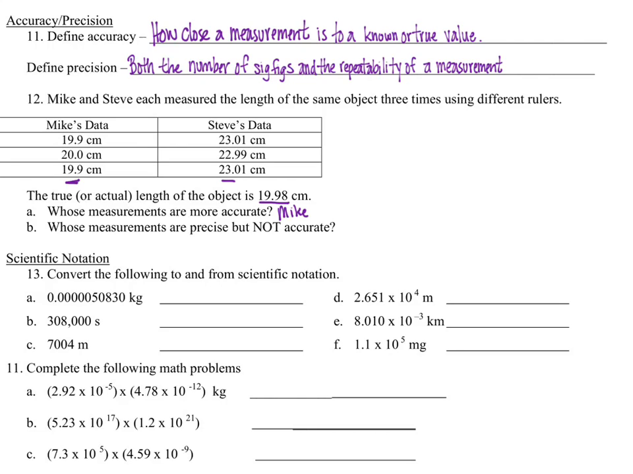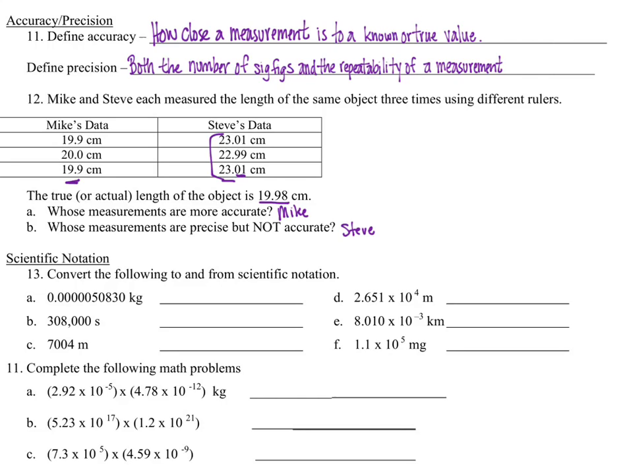Okay, whose measurements are precise but not accurate? In this case, Steve. His measurements also extend out to the hundredth, so the number of sig figs is the same, and again we have repeatability. So in this case, Steve didn't hit the target, but he did have the right number of sig figs and repeatability. Alright, so next we go to scientific notation.